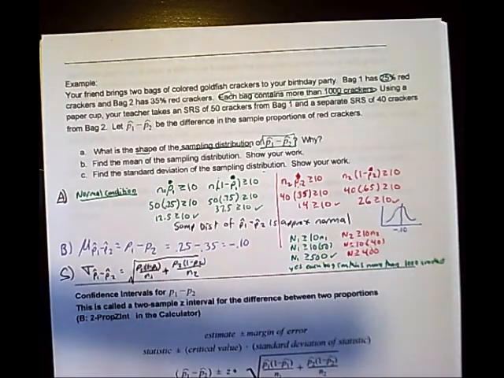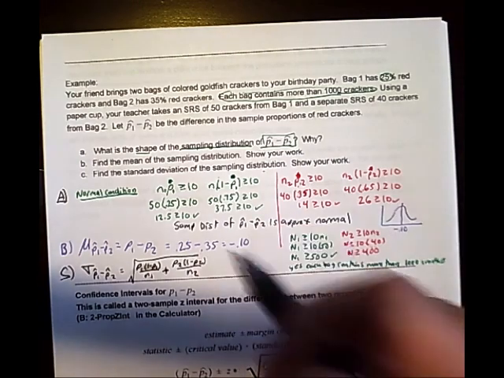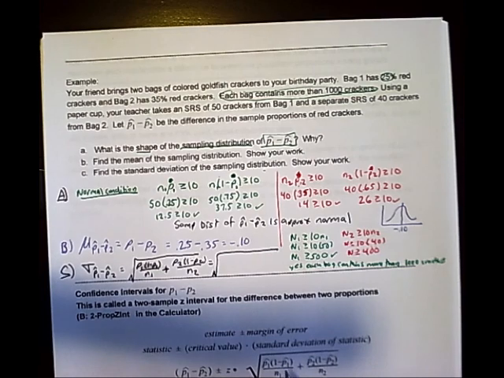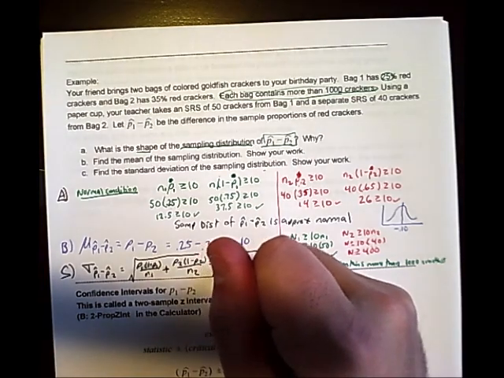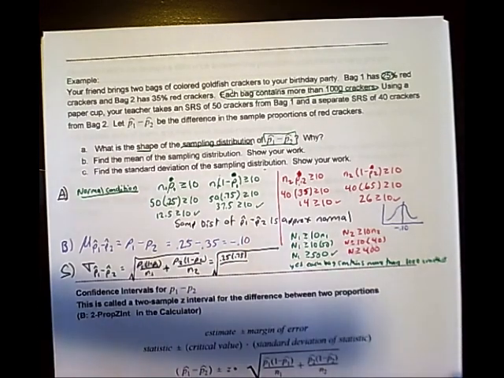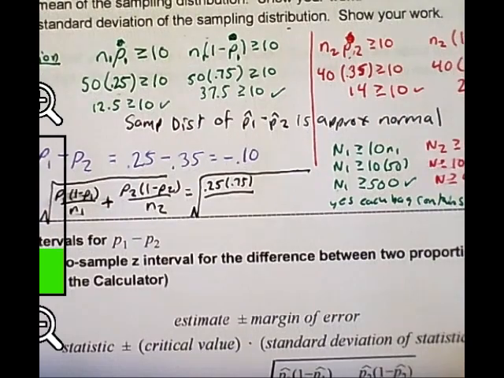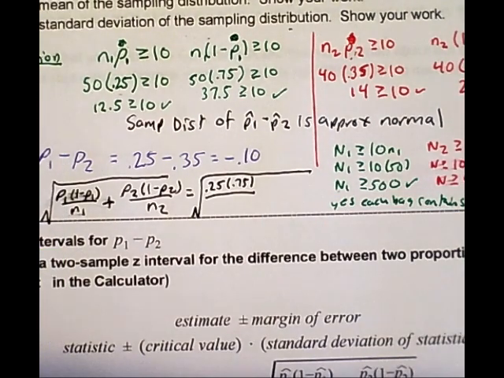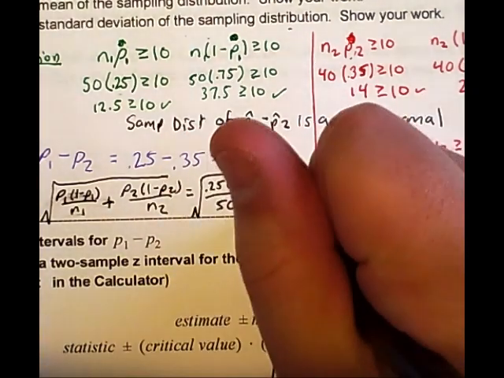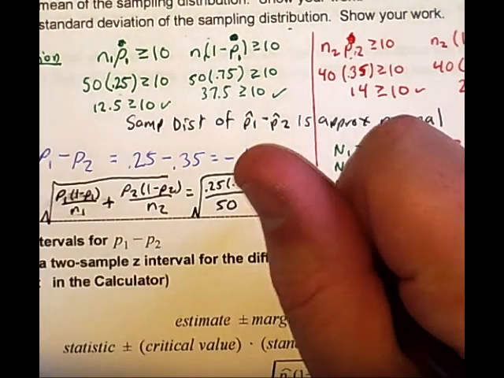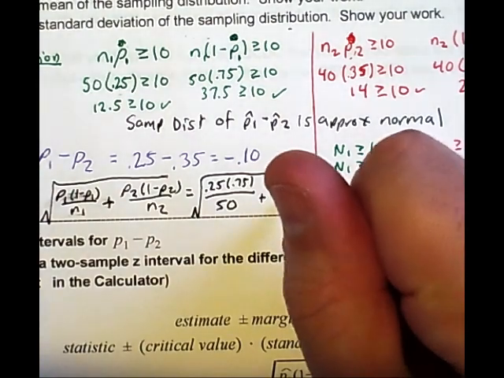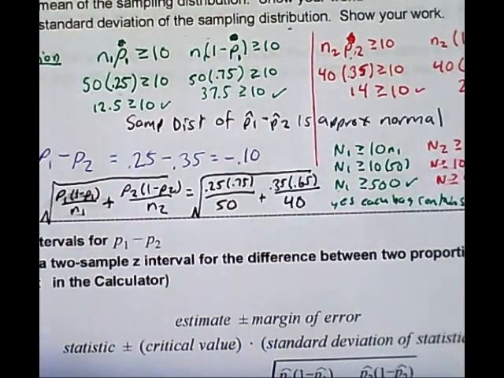Now let's actually figure it out. So to figure this out, take a big square root. Okay, bag 1 had 25% red crackers. That's 0.25 times 1 minus 0.25, which is 0.75, over the sample size from bag 1, which was 50, plus bag 2 had 35% red crackers, so 0.35 times 0.65, and the sample size for group 2 was 40.